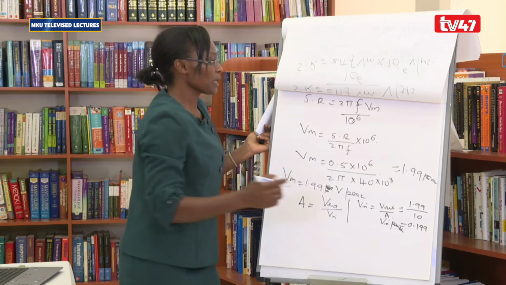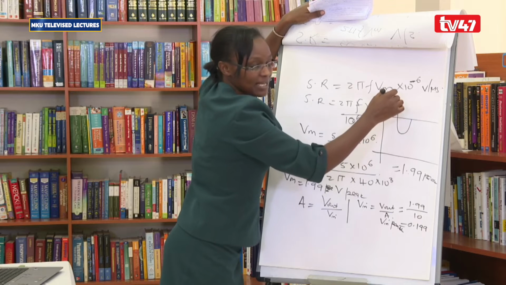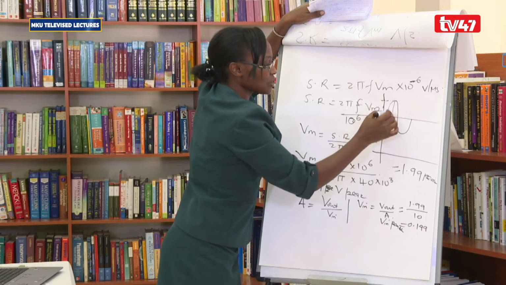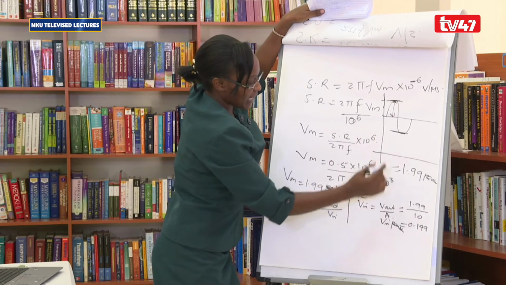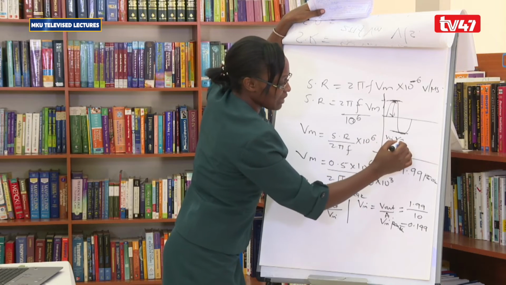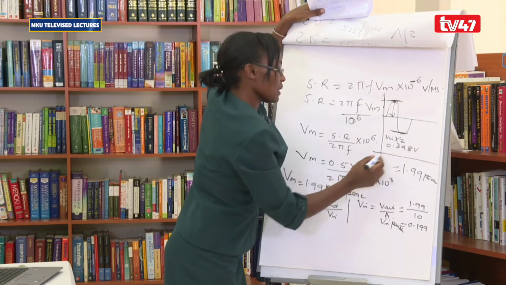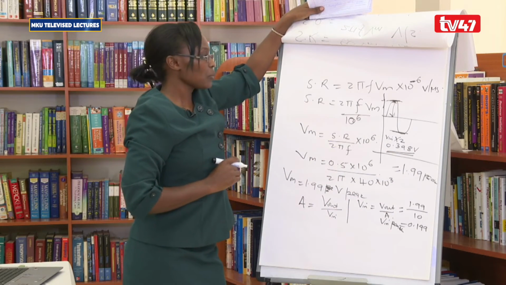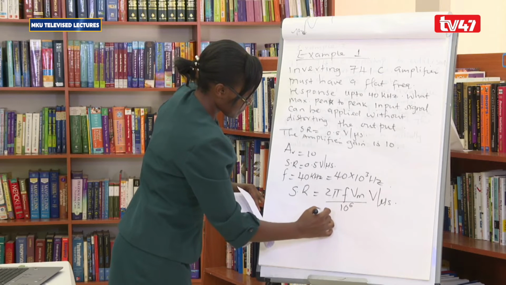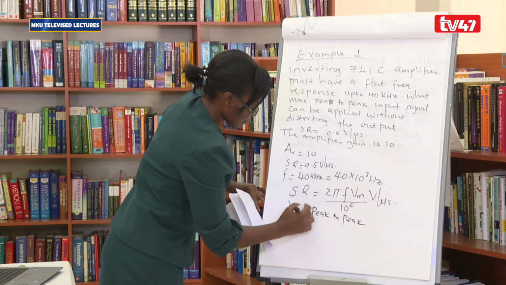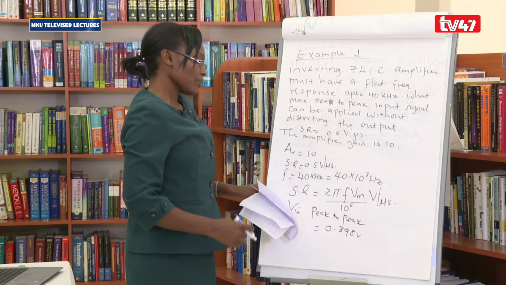Our question is asking peak to peak. When you are talking about peak, from 0 up to the maximum here, that is what we usually call peak. But from here up to here, that is what we refer to as peak to peak. So to get peak to peak, you take the V in you have gotten and multiply by 2. You get 0.398 volts. That is your peak to peak input voltage.